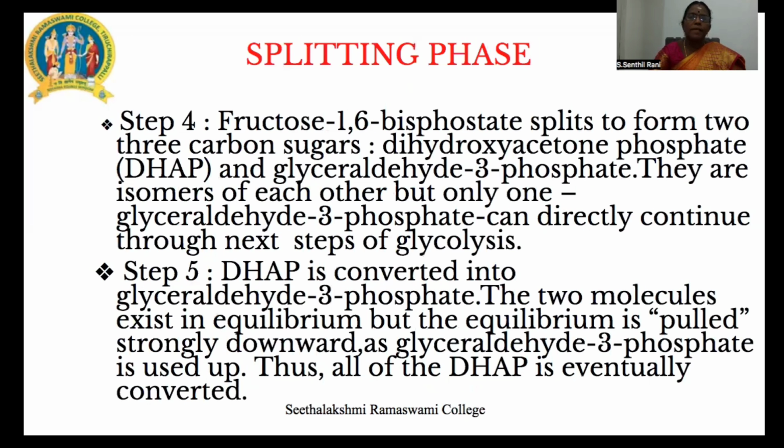Splitting phase. Steps 4 and 5 come under the splitting phase. Step 4, fructose 1,6-bisphosphate splits to form two 3-carbon sugars, namely dihydroxyacetone phosphate and glyceraldehyde 3-phosphate. They are isomers of each other, but only glyceraldehyde 3-phosphate can directly continue through the next steps of glycolysis. Step 5, dihydroxyacetone phosphate is converted into glyceraldehyde 3-phosphate. The two molecules exist in equilibrium, but the equilibrium is pulled strongly downwards as glyceraldehyde 3-phosphate is used up. Thus, all of the DHAP is eventually converted.